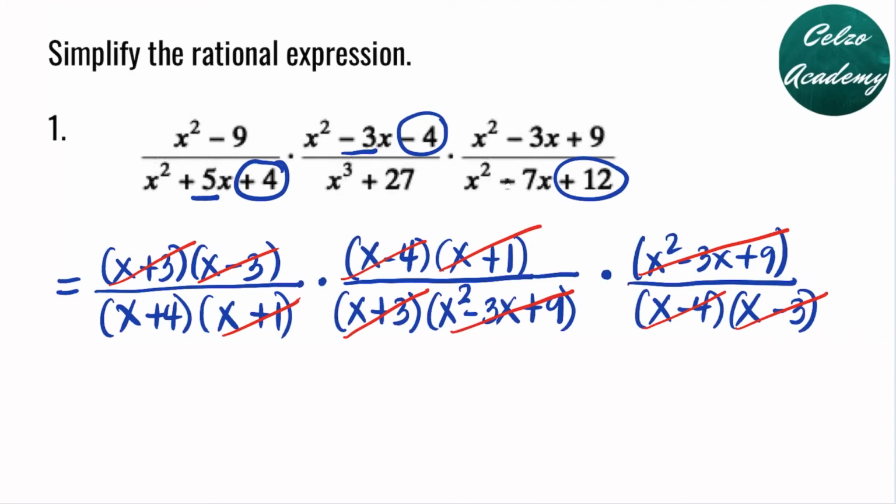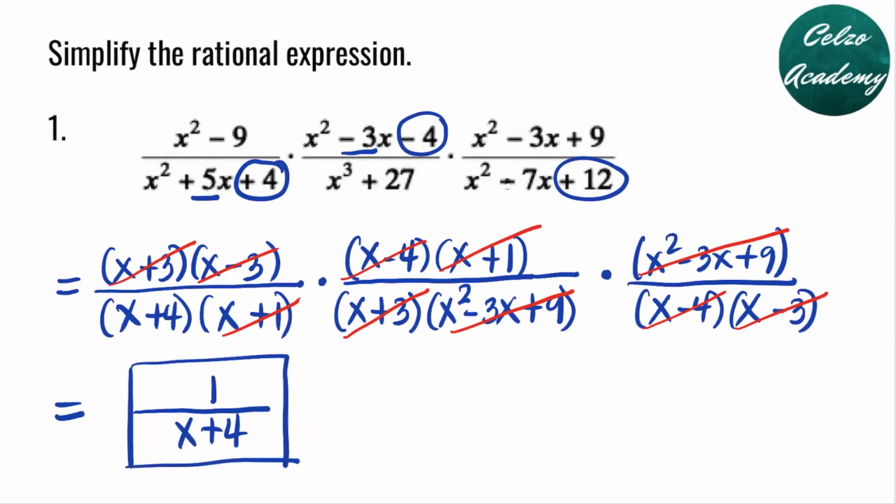So what do you think is the final answer? The only thing left here is the denominator x plus 4. There's nothing left on your numerator, but we will write down 1 because when you're dividing those pairs, that is actually equal to 1. X plus 3 divided by x plus 3 is equal to 1. So each pair that you cancel out is equal to 1. So the answer is 1 over x plus 4. It is a complex rational expression, and the simplest form is only 1 over x plus 4.